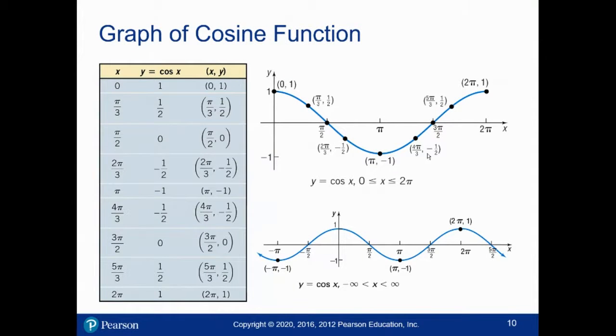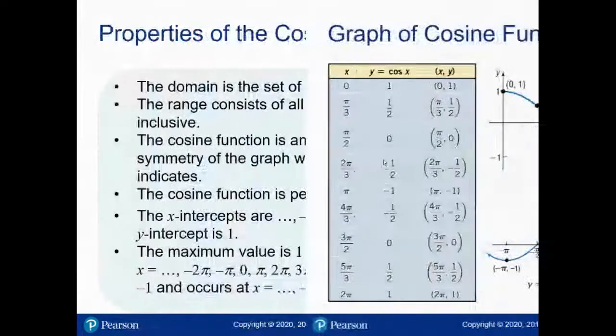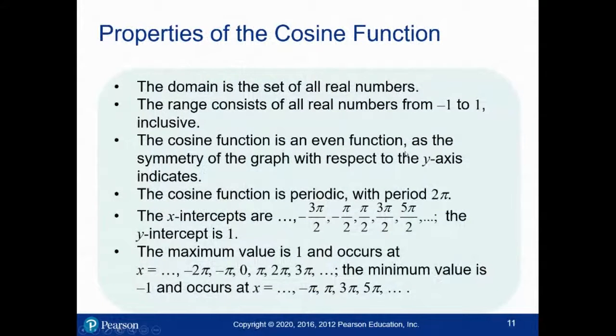So here we have our graph of cosine. That's good. Properties. Domain is everything and ranges from -1 to 1. We already knew that. It's an even function, a different sort of symmetry than the sine curve. It's periodic with period 2 pi, and we did already find its intercepts, and we know where its maximum and minimum occur. So here is that.